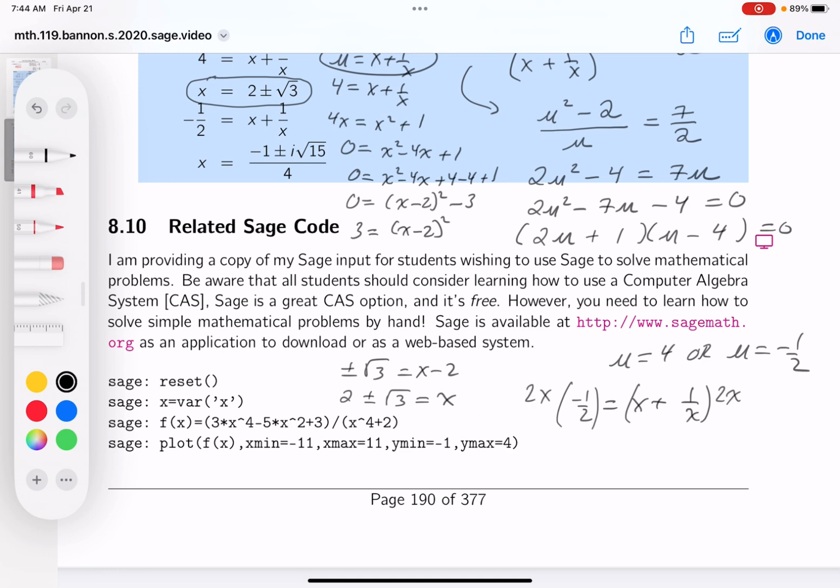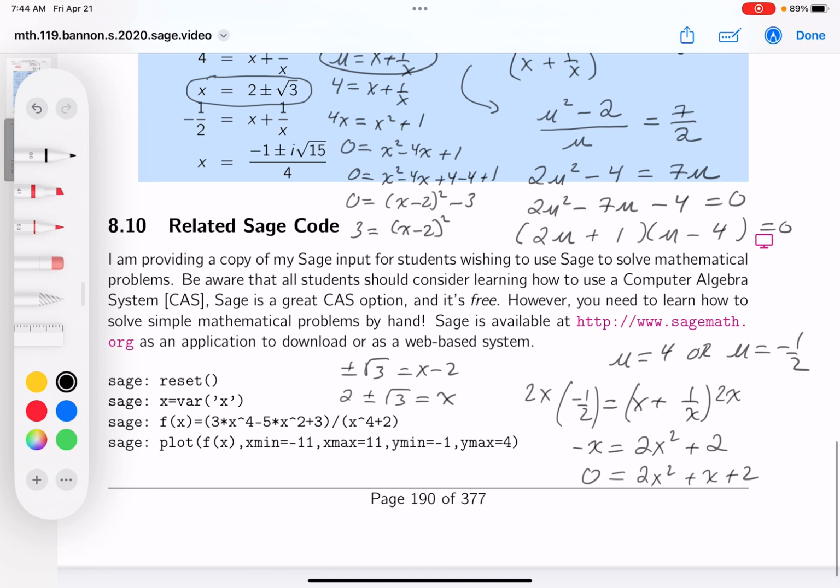What do you get over there? You can get minus x. You can get 2x squared plus 2. You get 0. 2x squared plus x plus 2. I want to solve for x now. How do you do that? Quadratic formula. It'll be a deja vu, by the way. We just did it, actually. Let's go through it again to make sure it's the same thing.